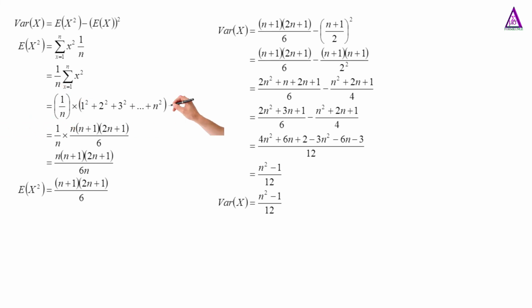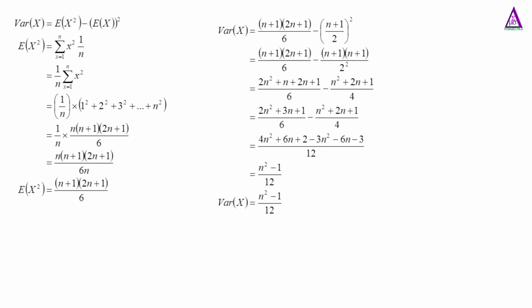We have 1 over n multiplied by the expansion of the summation of x squared, which gives us 1 squared plus 2 squared plus 3 squared plus dot dot dot plus n squared. We have to expand 1 squared plus 2 squared plus 3 squared plus dot dot dot plus n squared. We obtain n(n plus 1), open another bracket, (2n plus 1), everything divided by 6. That's what we are going to obtain.